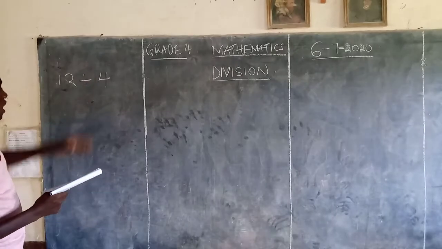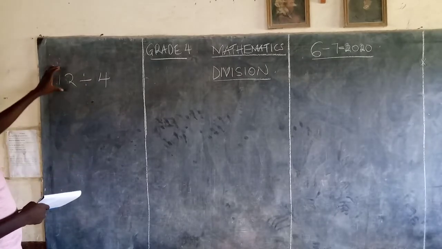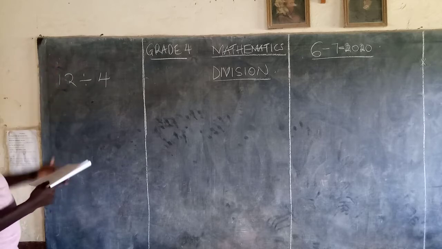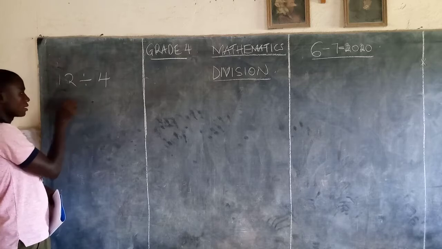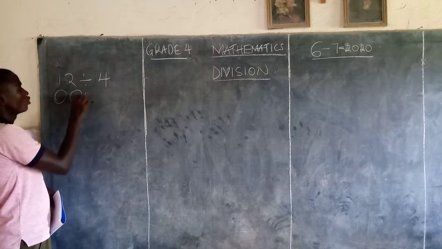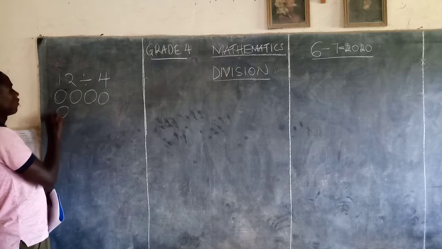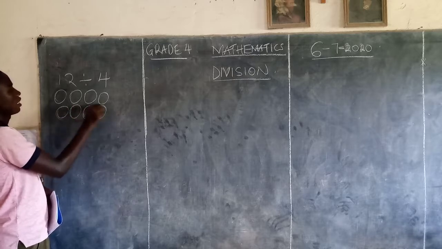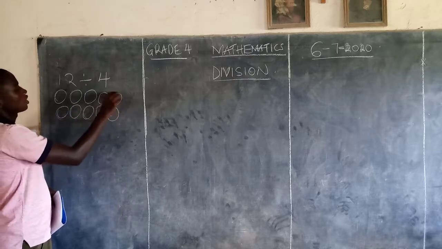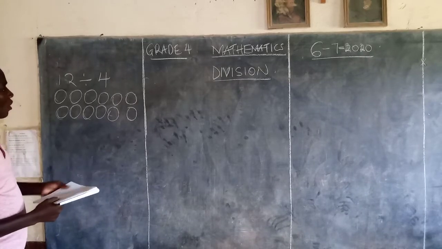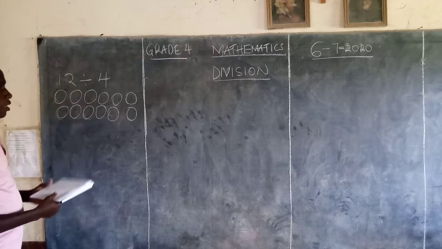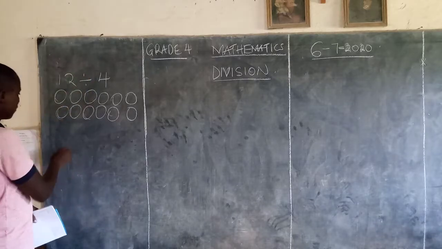So how are you supposed to share it? Let's assume that you have 12 oranges. You are supposed to draw 12 oranges: 1, 2, 3, 4, 5, 6, 7, 8, 9, 10, 11, 12. Then you group them into 4. This is how we grouped in the previous class.